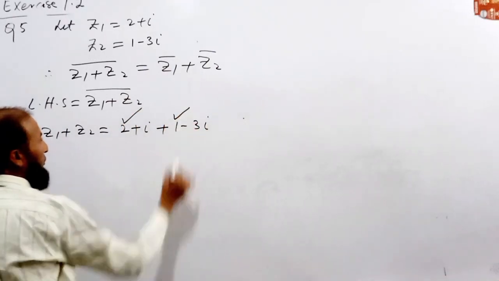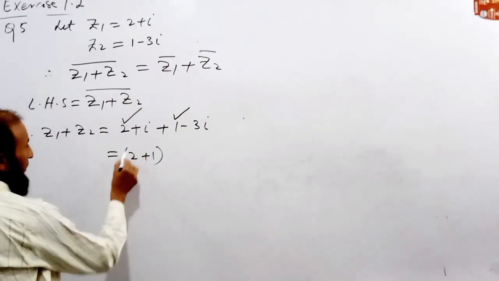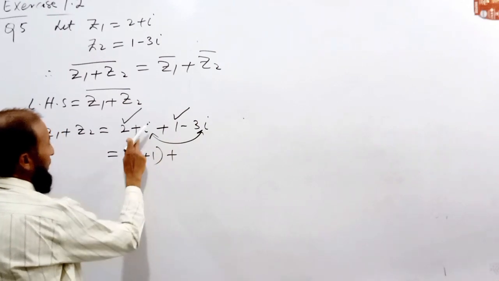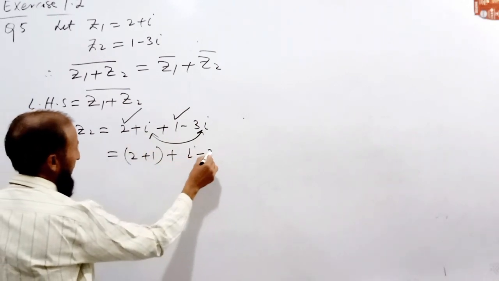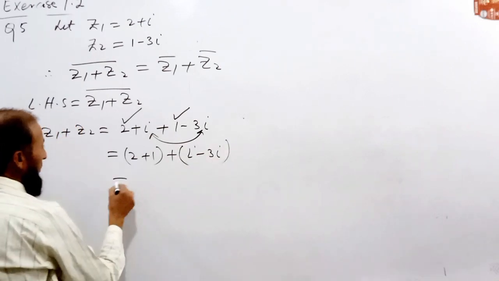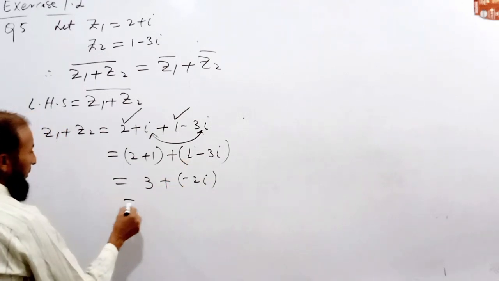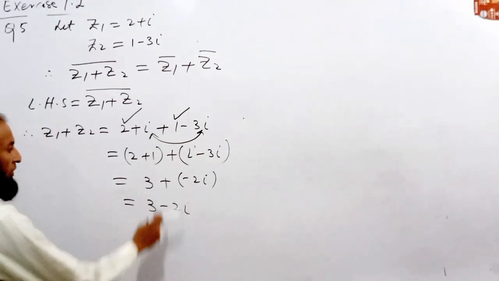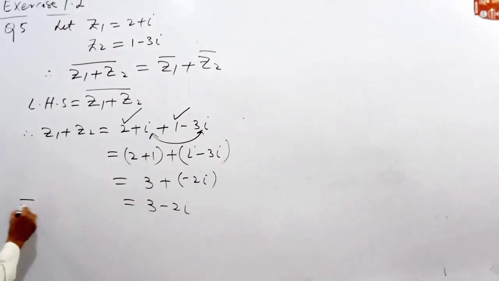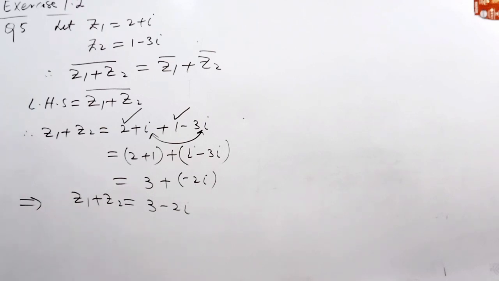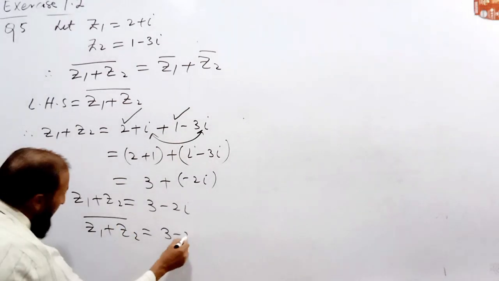The real part will be added to the real part: 2 plus 1, plus iota. Here is iota and here is also iota, we can add this one, or we can write 1 minus 3 iota. So we get 2 plus 1 is 3, plus iota minus 3 iota, which is 3 minus 2 iota. Now this implies that z1 plus z2 is 3 minus 2 iota.